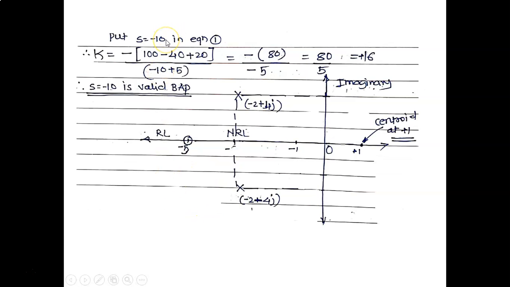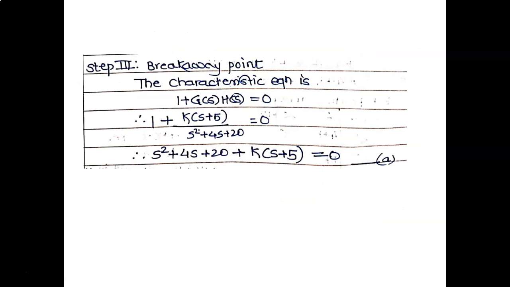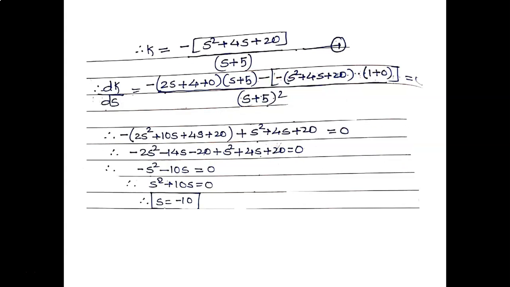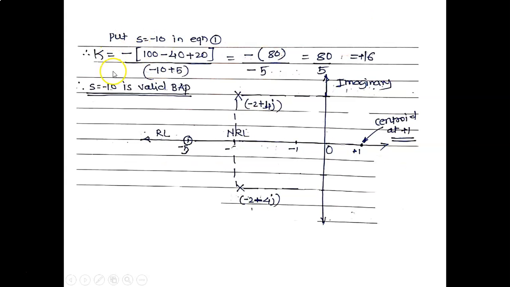Put s is equal to minus 10. Now this is the breakaway point. Breakaway point always exists in the root locus region. Always remember. Therefore, whether in our root locus region, where is our root locus region?